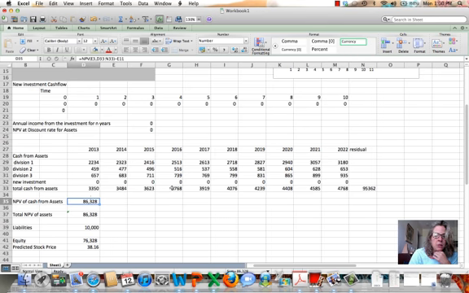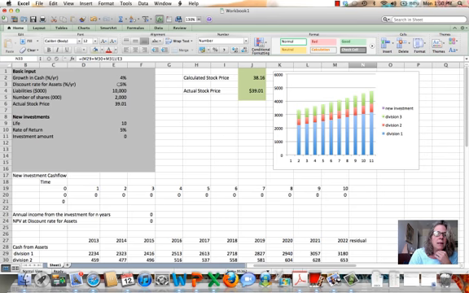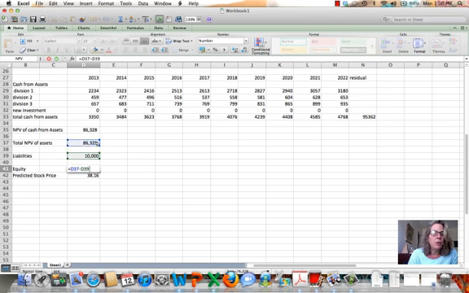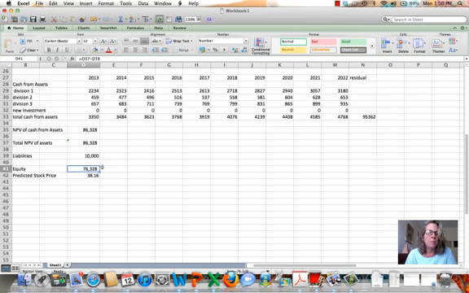So here I have the calculated present value of the assets. This is just the present value of this line. Again, you can see the residual, which, just like your model, is the sum of these three divided by the discount rate. And then this is from the input. This is just this minus this. And then the predicted stock price is that value divided by the number of shares.